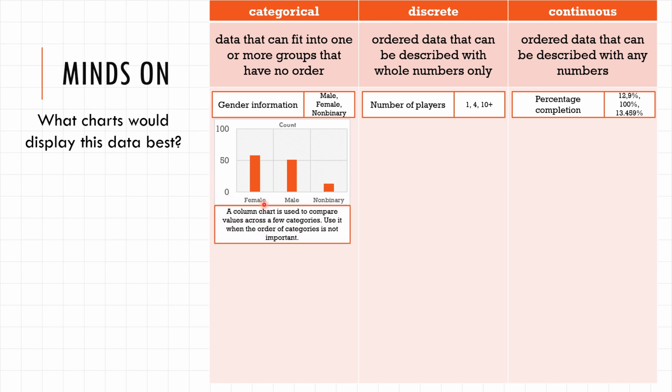Okay? A column chart is used to compare the values across a few categories. So you wouldn't use this if there are a lot of different categories. And you would use it when the order of the categories is not important.